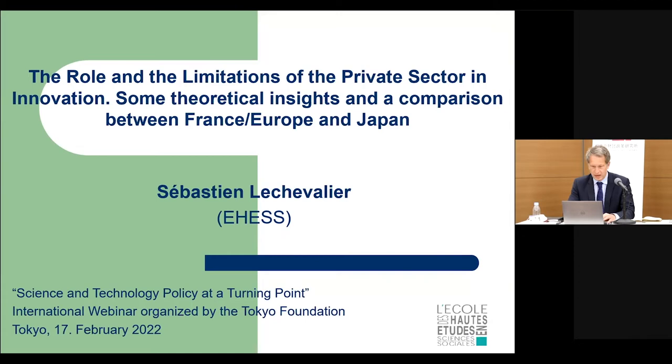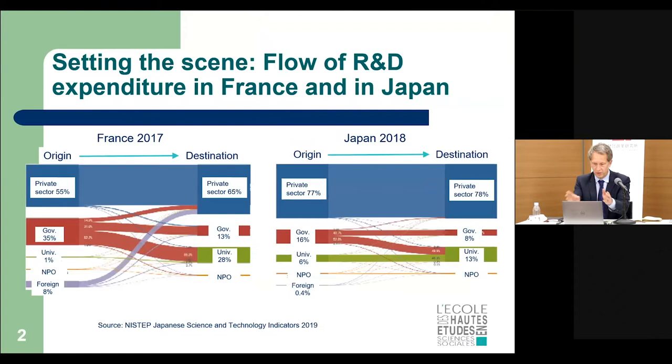Please allow me to start by setting the scene with a very brief comparison between the situation in France and Japan regarding the flows of research and development expenditures. As you can see, sorry, it's a little old data, but it did not change that much during the last 5 years. Basically, what you see is that, yes, the private sector is dominating R&D expenditure. And this domination is even more visible in Japan, both in terms of origin of expenditure and in terms of destination. This is still very important in the French context, but a little less so, partly counterbalanced by government as the origin and universities as a destination.